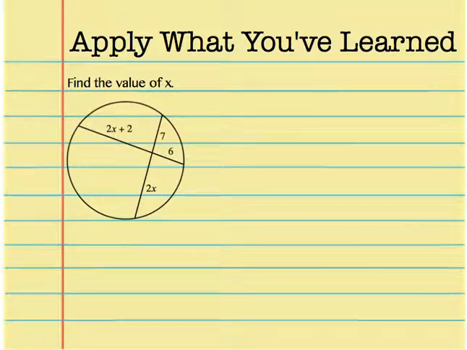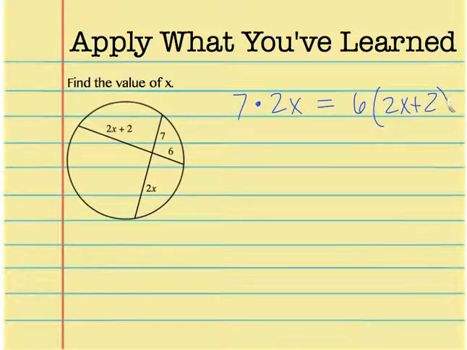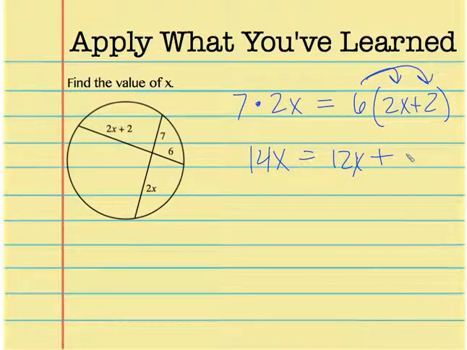Now for this one, the math and algebra might get a little harder. So part times part equals part times part. You might want to look that over and see if you understand how we got that. So 7 times 2x is 14x. Now remember, when you have a number times a binomial, you have to distribute it. So we get 12x plus 6 times 2 is 12.